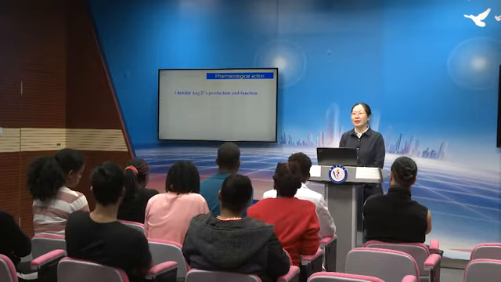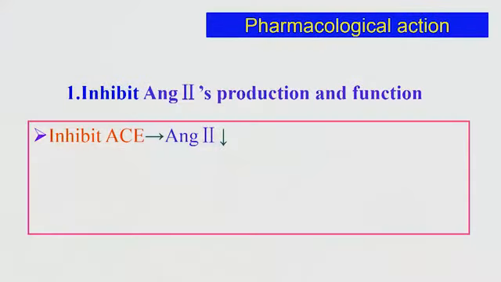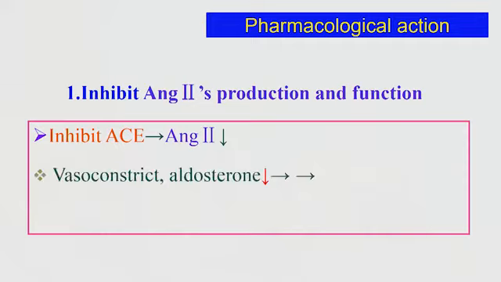Okay? So in this part, we will study the pharmacological effects of angiotensin converting enzyme inhibitors, such as captopril. The first effect: these drugs can inhibit angiotensin 2's production and functions. We have known that inhibiting angiotensin converting enzyme inhibits angiotensin II's production and functions. Angiotensin II promotes vasoconstriction and aldosterone secretion. So ACEI can inhibit these pathophysiological functions. That means ACEI can reduce blood pressure and inhibit sodium reabsorption.